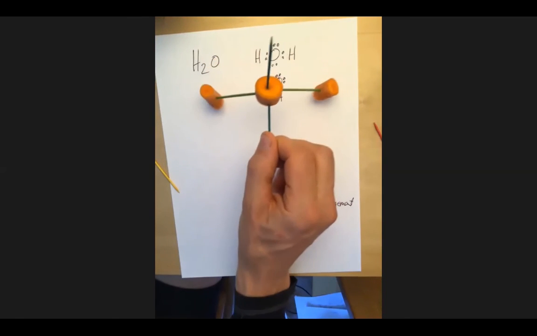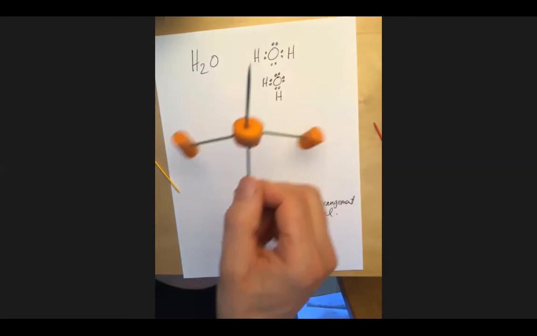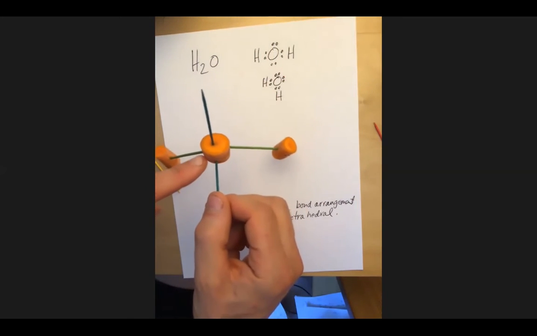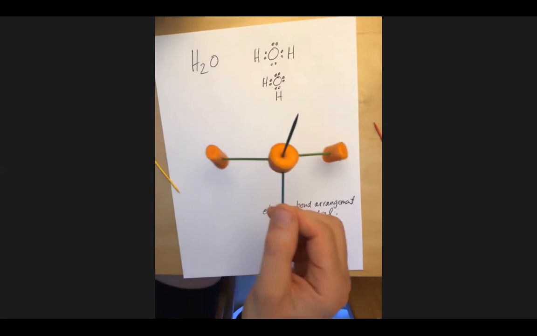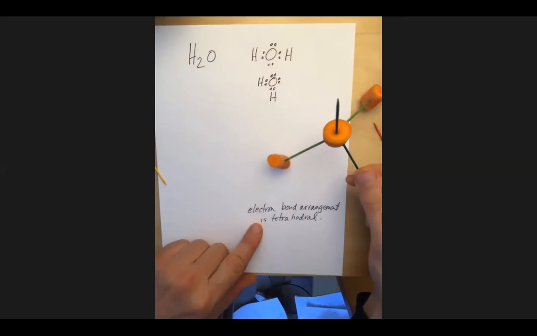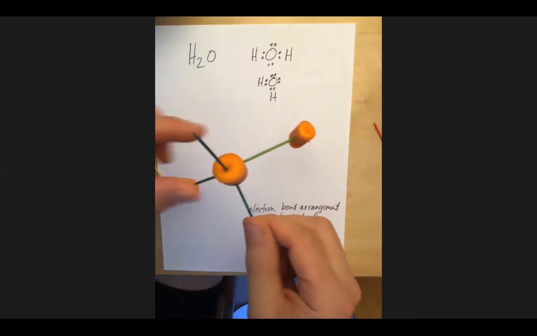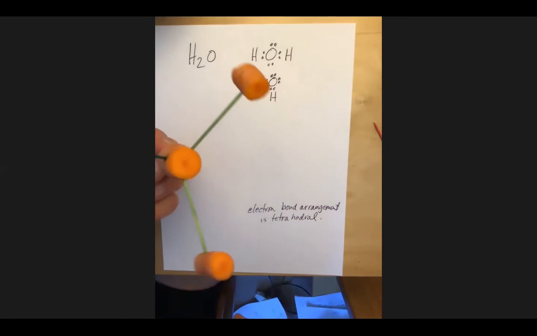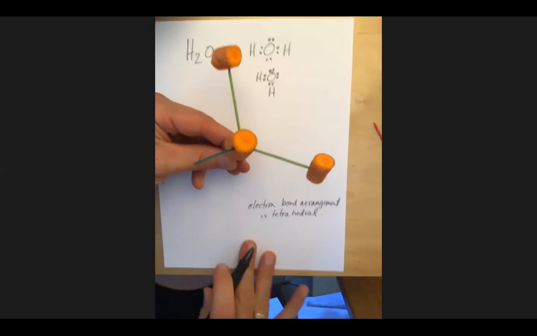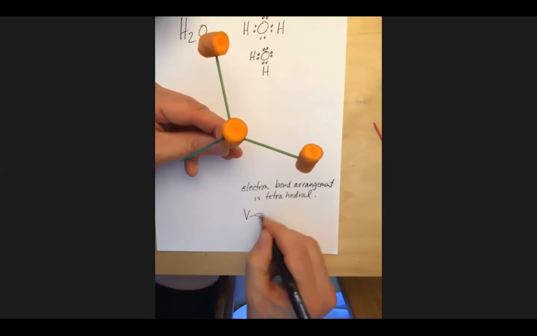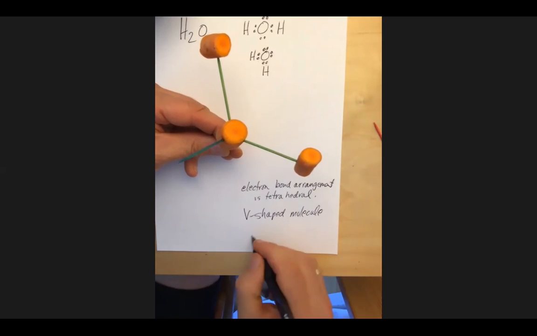So that's oriented the exact same way. I still have my tetrahedral arrangement of electrons around my central oxygen. I've got my hydrogens on either side. And so the electron bond arrangement is tetrahedral. And so then the question is, what's the shape of my molecule? If I look around, there are a couple of different words that are used to describe this shape. Sometimes it's called V-shaped. And sometimes it's called bent.